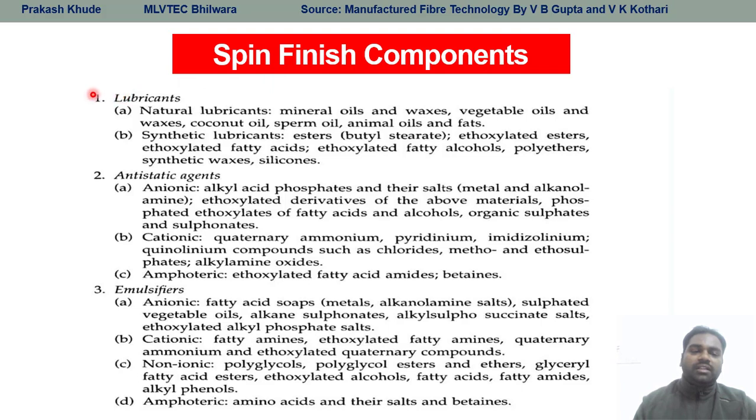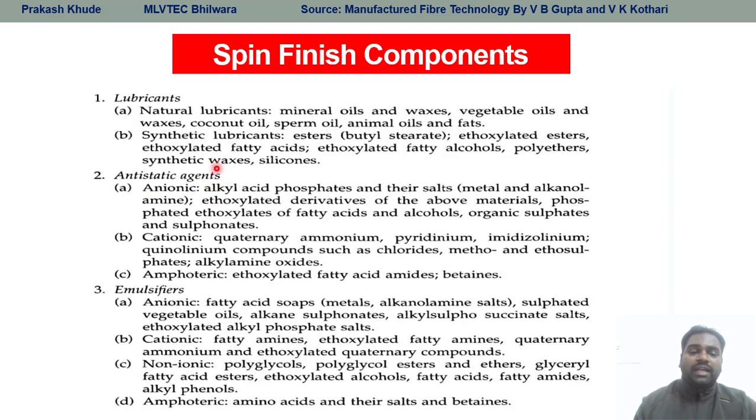So generally there are 3 basic components of your spin finish: one is the lubricant, the anti-static agent and the emulsifier. Other than that, certain antibacterial agents and antioxidant agents are added into the spin finish. For lubrication, we can use natural lubricants, that could be mineral oil, wax, vegetable oil, coconut oil, and animal oil and fat. In terms of synthetic lubricants, there are esters, butyl stearate, fatty alcohols. These are certain lubricants which can be components of your spin finish.